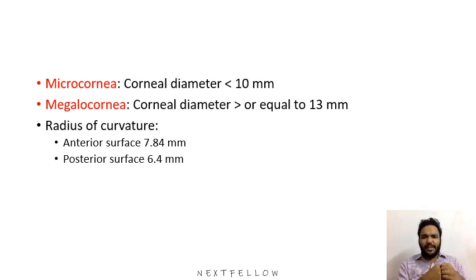All these tiny pieces of information, if you can remember, it's well and good. If you can't, it's fine. But the most important thing is the central corneal thickness, the refractive index and the refractive power of the cornea. All these things are very important. And what is microcornea, megalocornea, all these things are important. The points which are highlighted in the red ink, those are very important for your entrance exam.